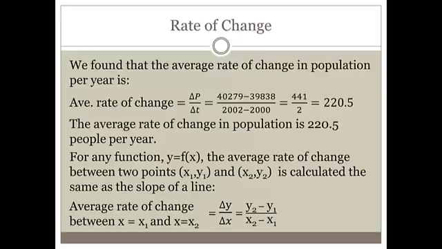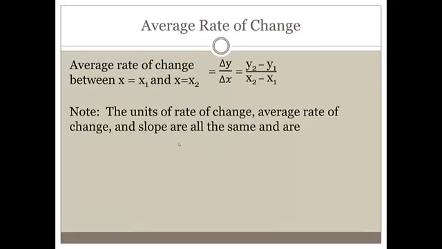The only difference now is that instead of calling it slope, we call it the average rate of change between x1 and x2. It is worth noting that the units of rate of change, average rate of change, and slope are all the same, and are given by the units of y divided by the units of x.